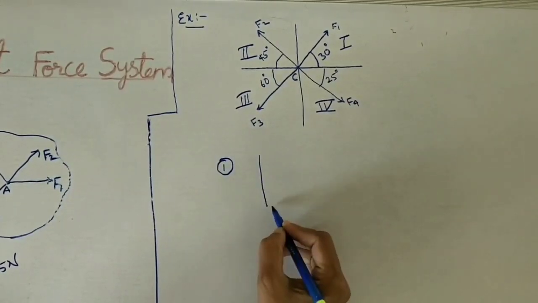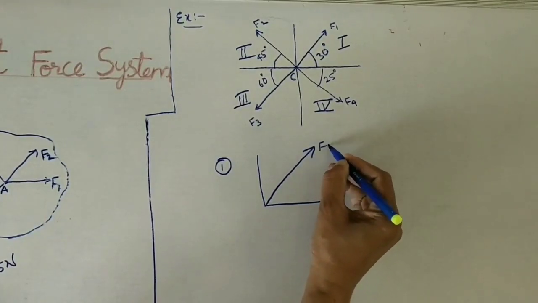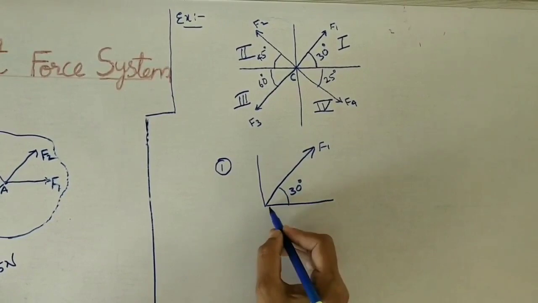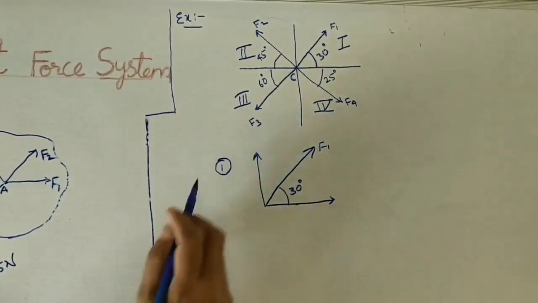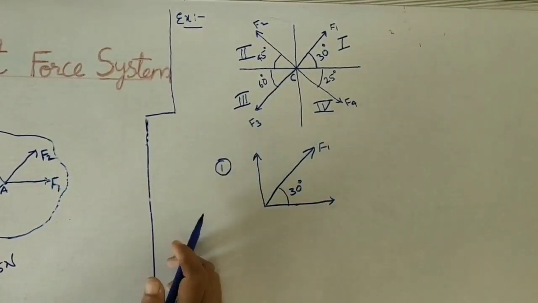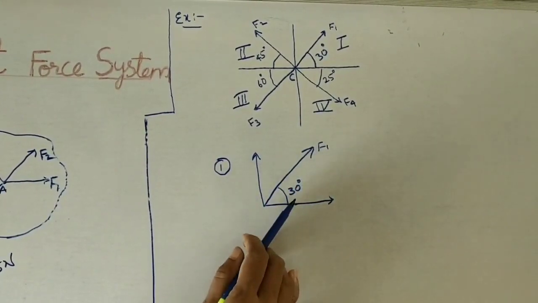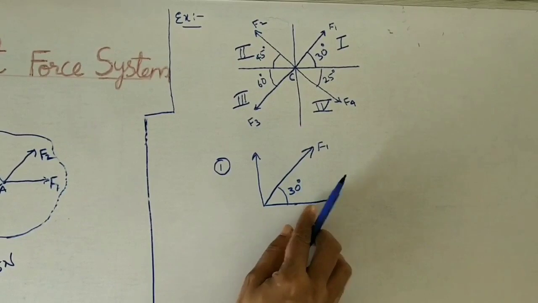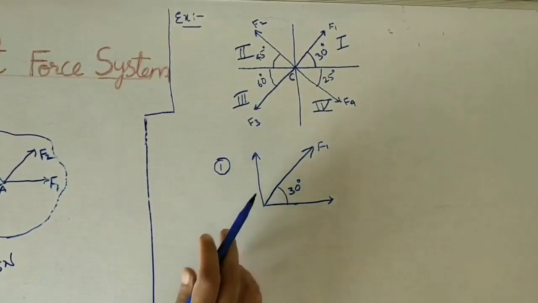How is the diagram for the first one? F1 is acting in this direction. At what angle is it acting? It is acting at 30 degrees. In the first coordinate, this axis indicates the right side direction and this axis indicates the upward direction. Now what are the horizontal and vertical components? As I mentioned in the previous class, if the force is inclined at some angle, it has two components: one horizontal component acting along this line, and one vertical component acting along this line. Both x and y values are positive.